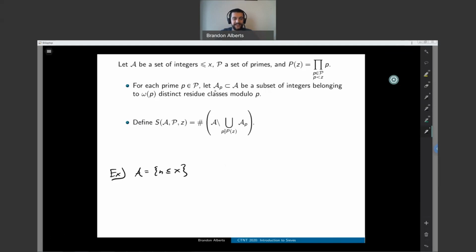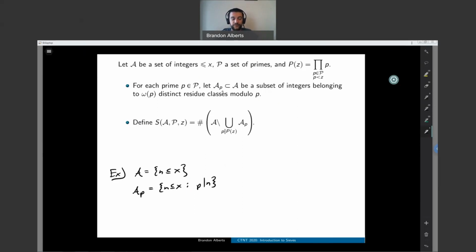And then we define these sets A sub p of the integers that we're going to sieve out. The example you should have in your mind is that A sub p is a set of integers less than or equal to x, which are divisible by p. These are the integers that are removed by the original sieve of Eratosthenes.